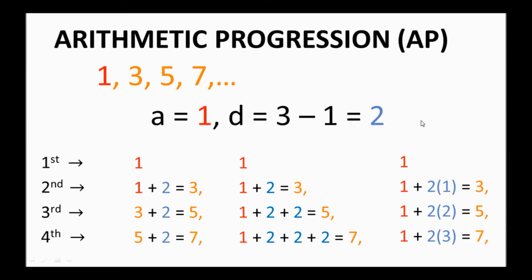It means if I want to obtain the fourth term, it will be equal to the first term, that is 1, plus 2 times 3, where 2 is the common difference. Similarly, if I want to obtain the 50th term, I will write it as 1 plus 2 times 49, because 49 is 1 less than 50.